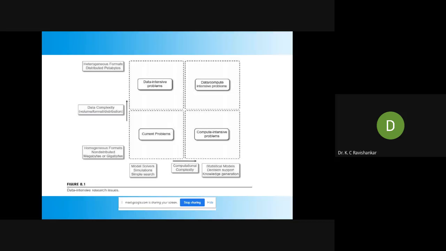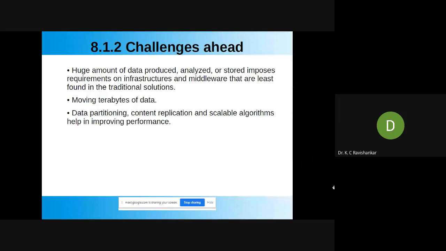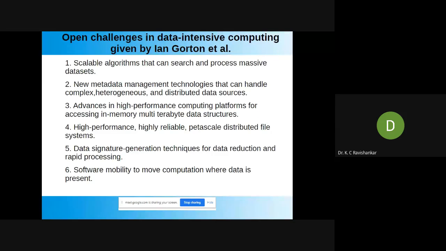There are challenges listed. Let me check. Huge amounts of data are produced, analyzed, and stored, which requires moving terabytes of data; partitioning, content replication, and scalable algorithms help in improving performance. So these are the challenges available. I'll come back to figure 8.1 a little later. These are the challenges of data intensive computing listed by Ian Foster and others.